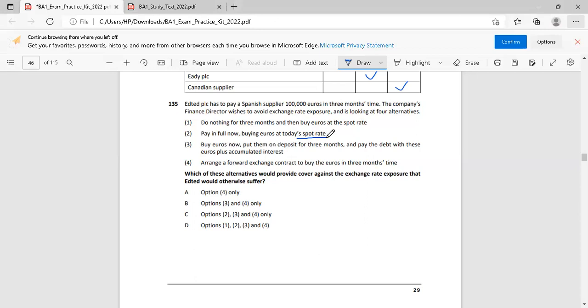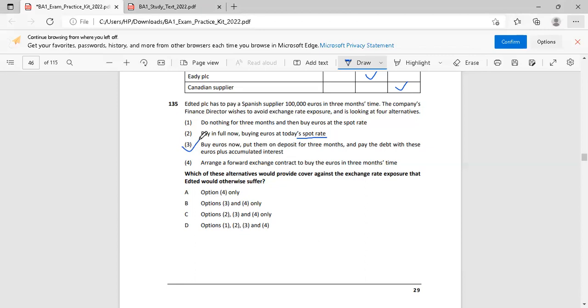I'm not sure. Buy euros now, put them on deposit for 3 months and pay the debt with these euros plus accumulated interest. So now the payment has to be made in euros in 3 months. Today they buy the euros, put them on deposit, earn some additional interest and use all of that to make the payment. So at least he would have the interest with him. The payment has to be made in euros anyway, so at the end of 3 months, the euros have to be used to pay. But during these 3 months, at least he will earn some accumulated interest.